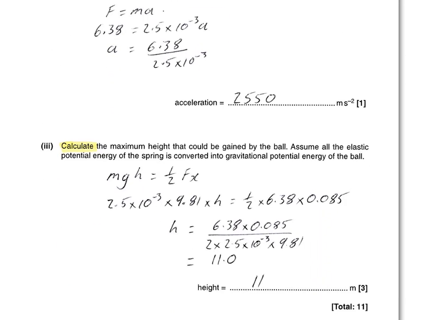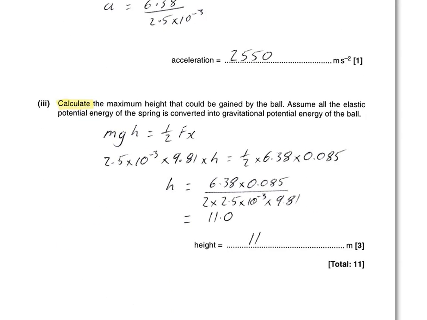Part 3 is the tricky part of the whole question. However, reading the question really carefully again is absolutely crucial to doing an effective job with this. It says calculate the maximum height that could be gained by the ball. Assume all the elastic potential energy of the spring is converted into gravitational potential energy of the ball. That's the clue. So straight away I think, what I'm going to do is convert the potential energy I had stored in the spring, half Fx. I could have used a half kx squared. I chose to use a half Fx.